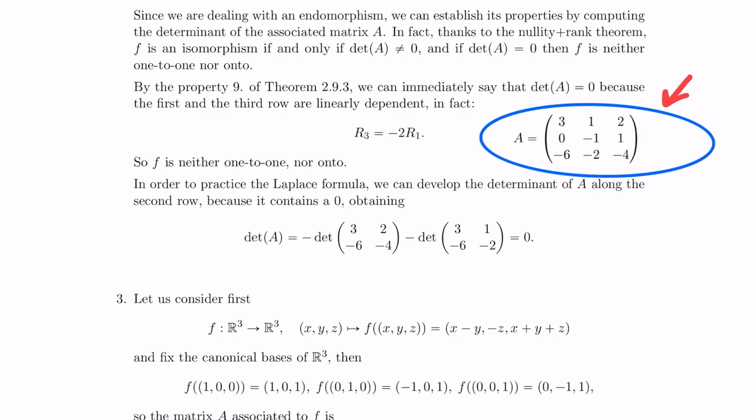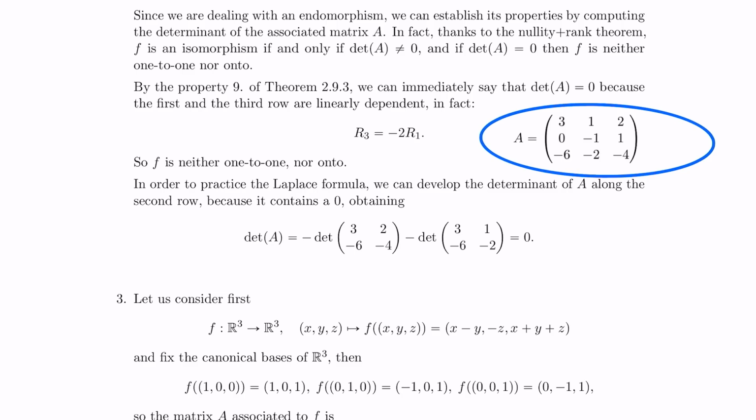I reported here the matrix so we can analyze it more easily. One thing that you can do is to develop the determinant along the second row using a Laplace formula, and what you find is this computation here, which gives rise to 0. Hence, the linear map F associated to A is neither 1 to 1 nor onto.